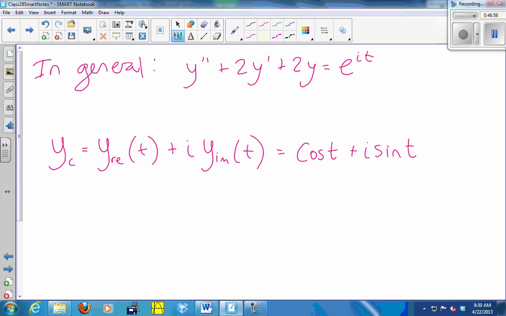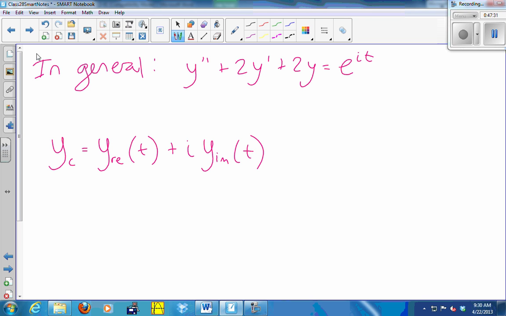Y real plus y complex. There is some solution to this equation, some complex valued function that solves this equation. And it's a real part plus an imaginary part. No, let's leave that off for now. You'll see where it comes from in a minute.